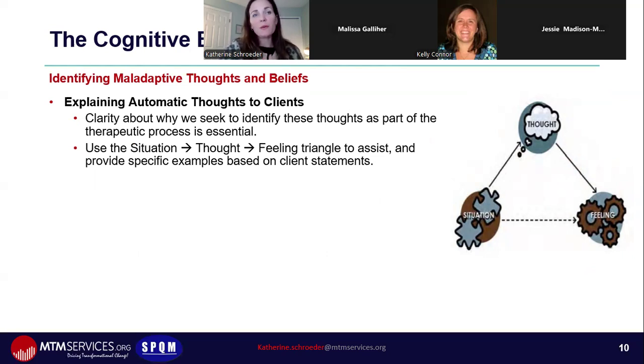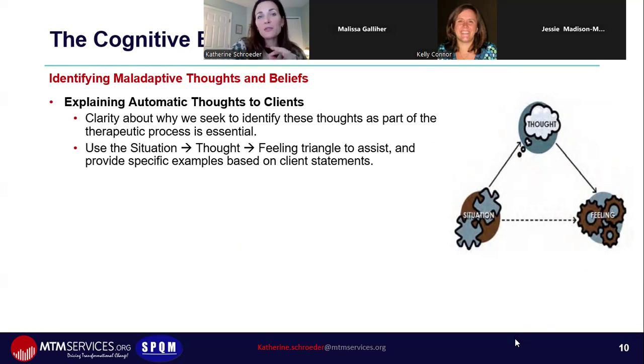So, very frequently, when I am working with my clients and I'm doing brief CBT with them, one of the first things that I start right off with is let's start to identify those maladaptive thoughts and beliefs, those things that are popping into your mind kind of automatically. And as with everything, it's so, so important that we explain what it is that we're talking about, why we're talking about it to our clients right from the get go. So I like to start with them by kind of giving them clarity about it, that this is an essential part of our process. We want to identify what these thoughts are.